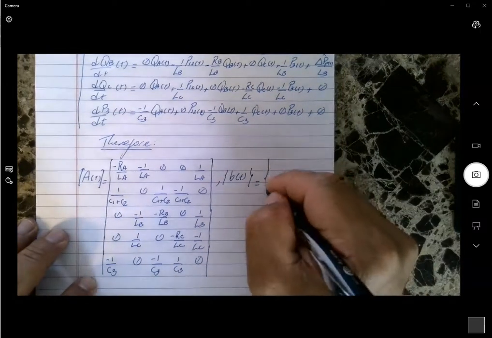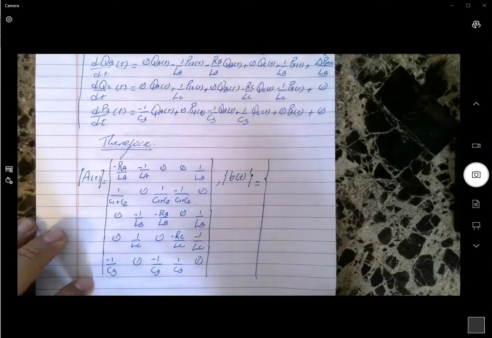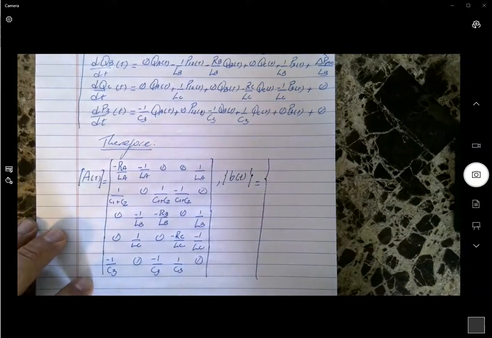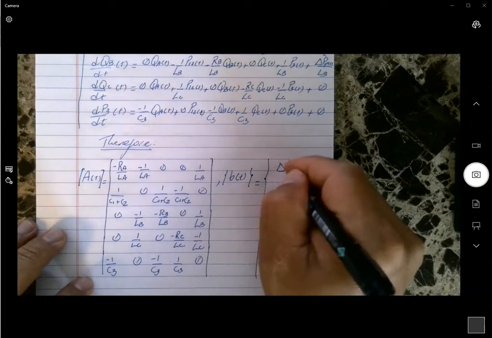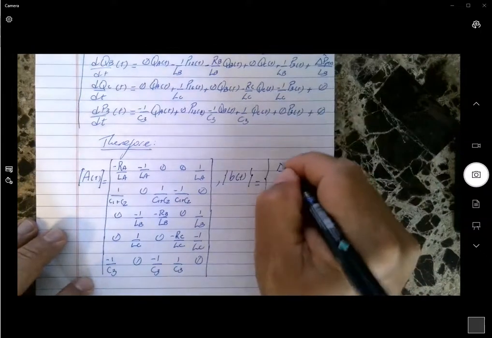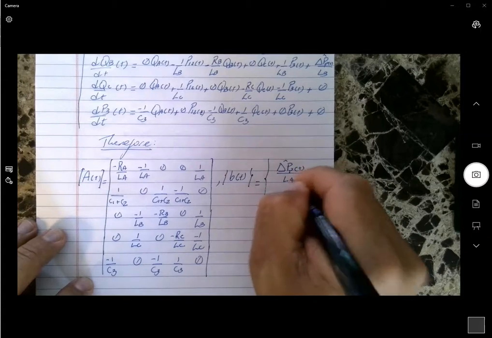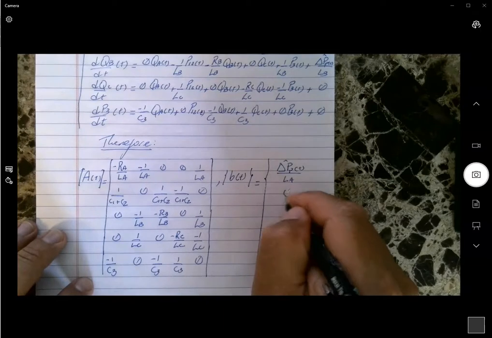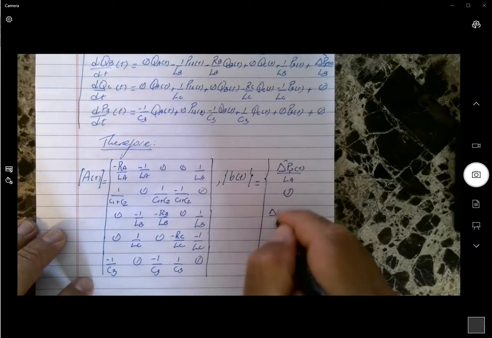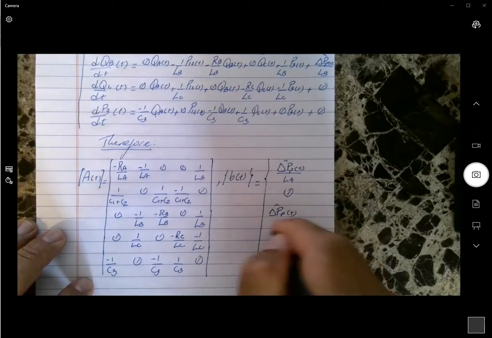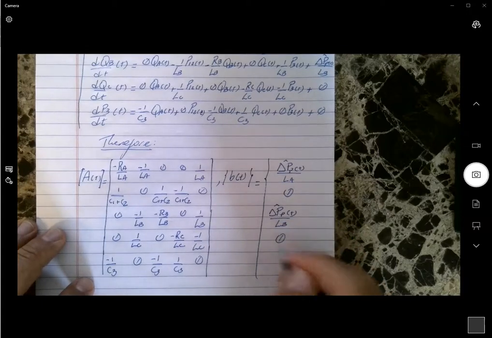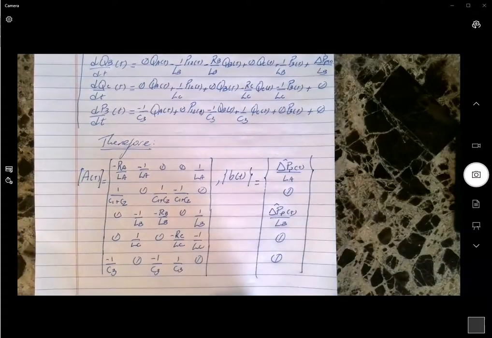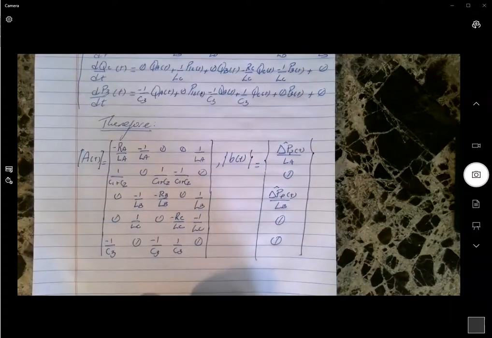But no fault of the numerical technique, it would actually be a fault of us determining this coefficient matrix. The right-hand side, the vector of independent terms: the first one is delta P of the pump divided by LA. The second one is 0. The third one is delta P of the pump divided by LB. The fourth one is 0. And the fifth one is 0. So there are all five terms of that array.